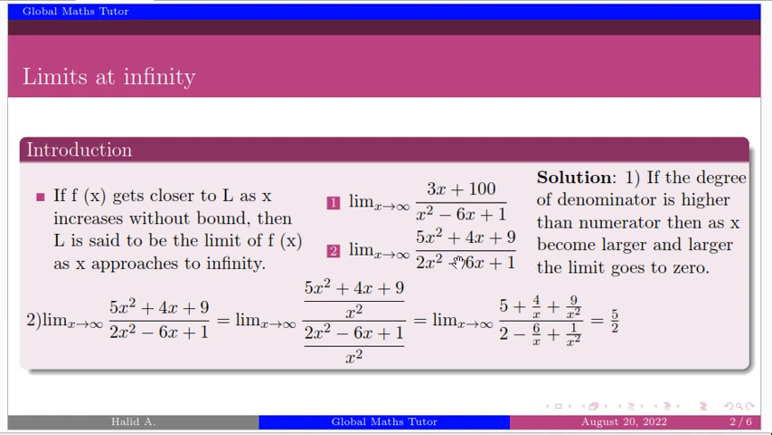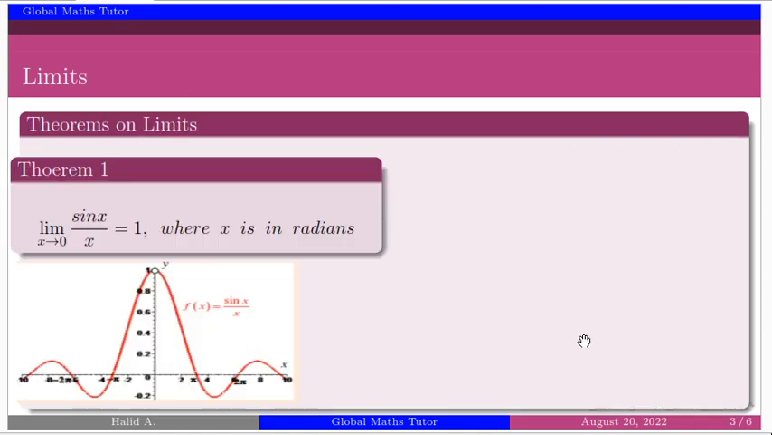Basically, for rational functions that have equal degrees in the numerator and denominator, we take the coefficients of the highest degree and divide the numerator's coefficient by the denominator's coefficient. That's the way. So the limit at infinity will be this value. We call it, most of the time, a horizontal asymptote.